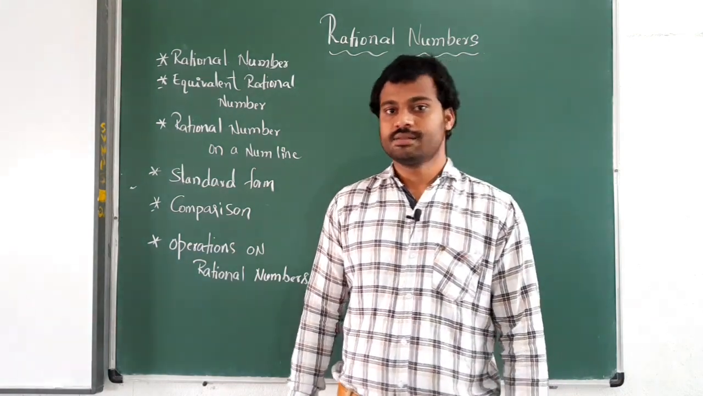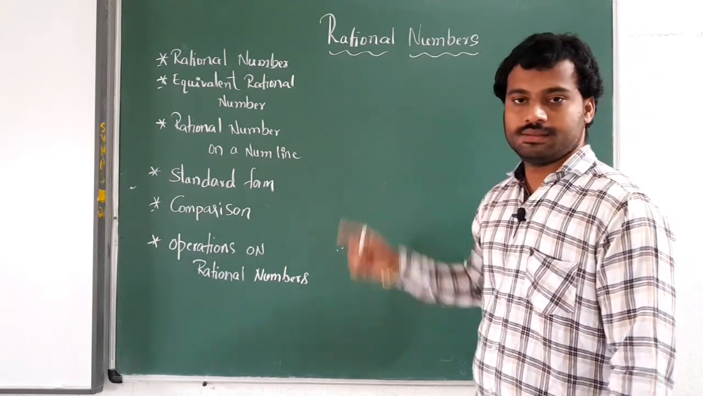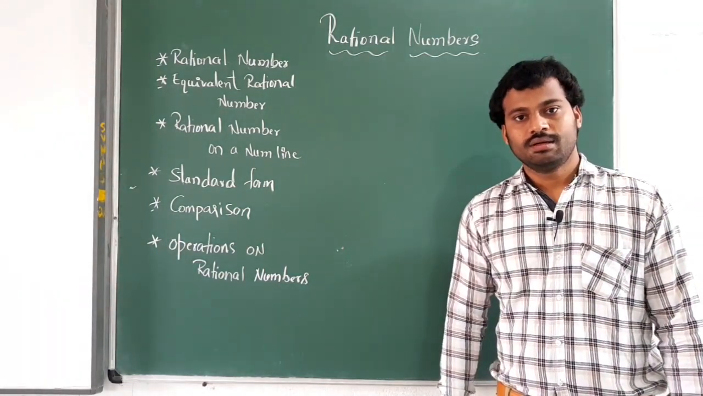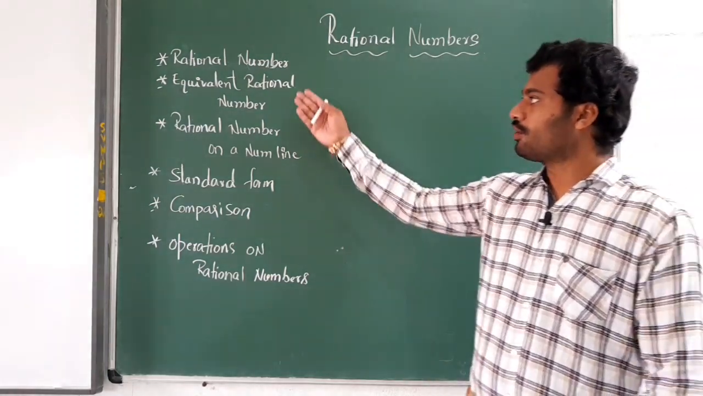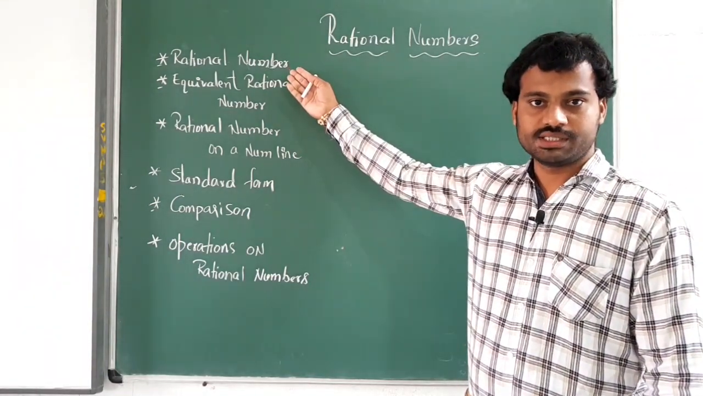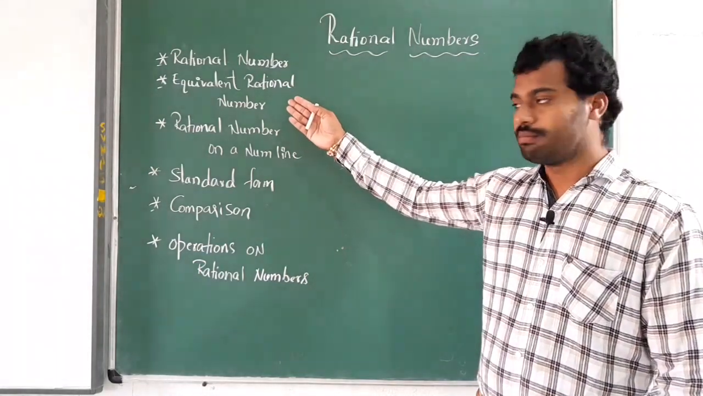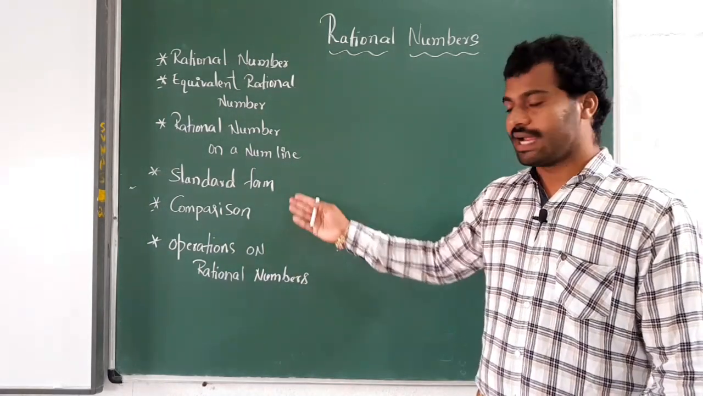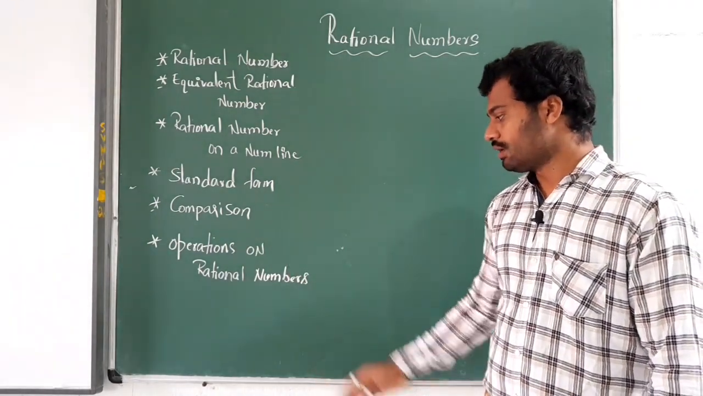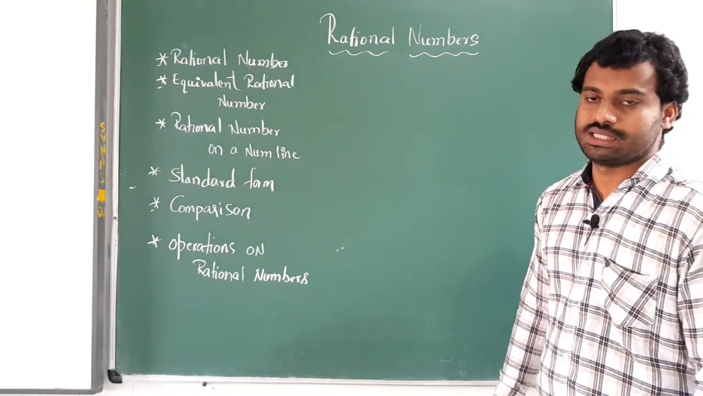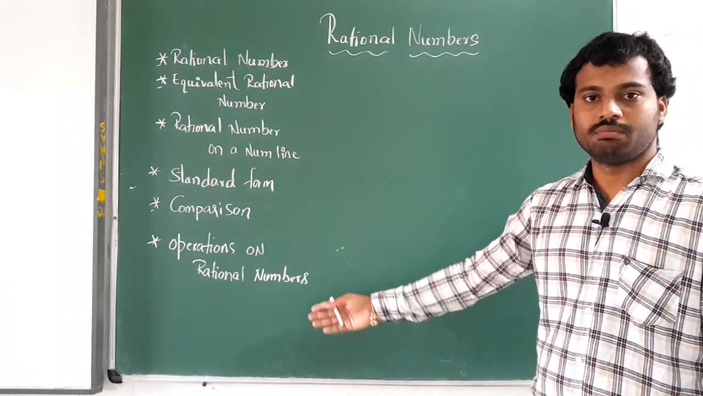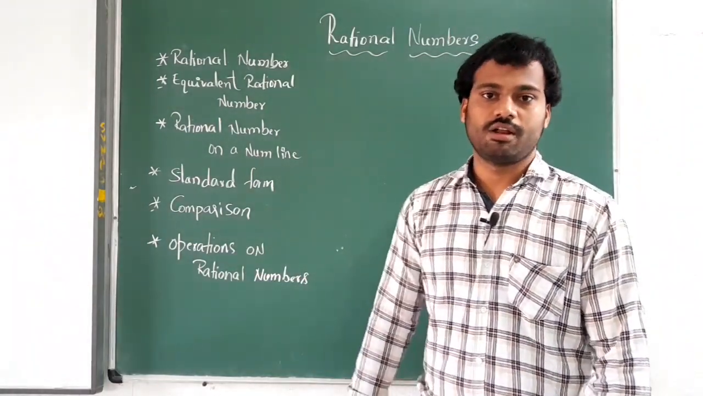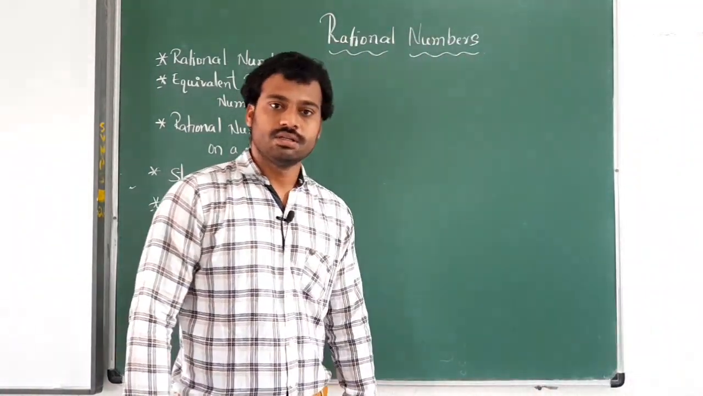Welcome to today's class. Today's topic is rational numbers of class 7. In this chapter we are going to learn what rational numbers are, what equivalent rational numbers are, numbers on the number line, standard form, comparison, and operations on rational numbers like addition, subtraction, multiplication and division. Operation means fundamental operations. Clear or not?